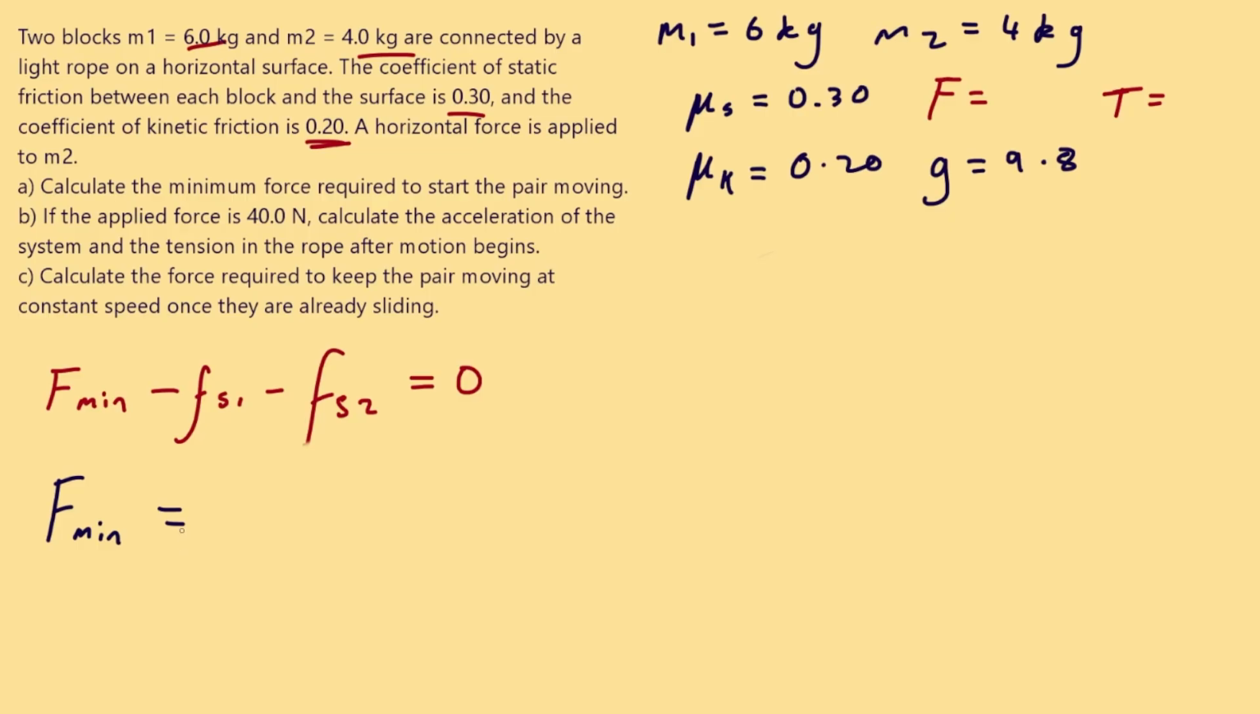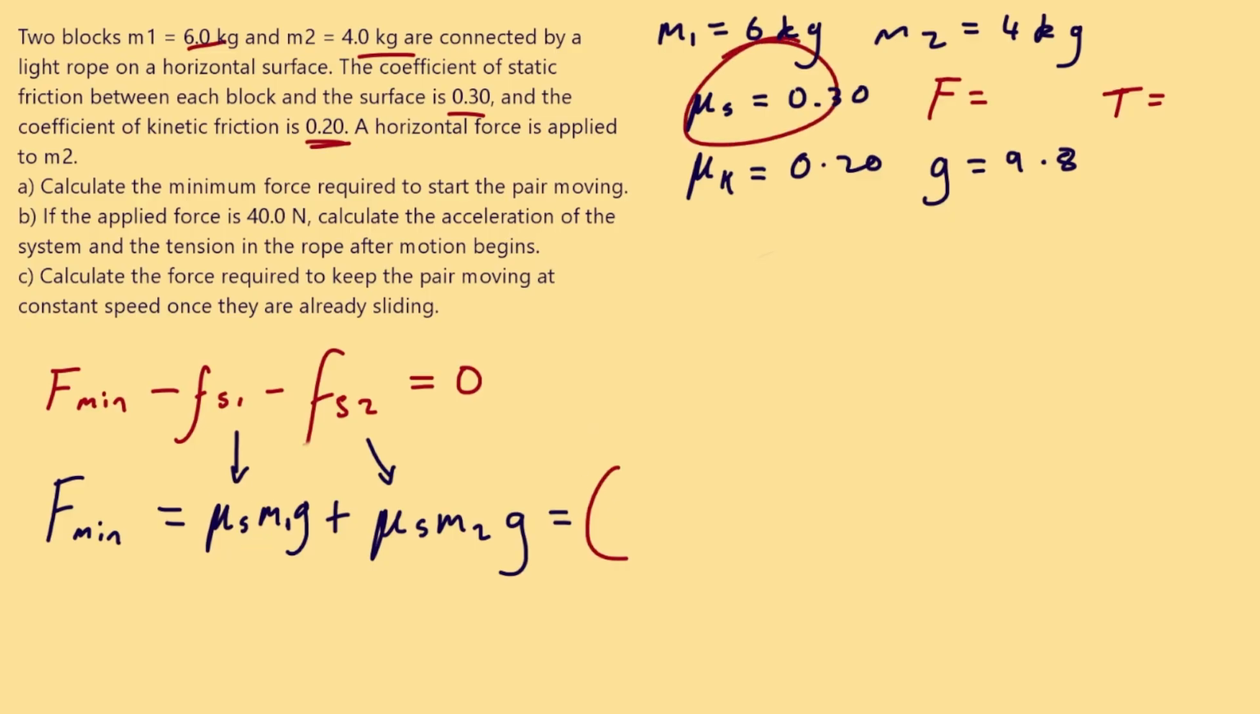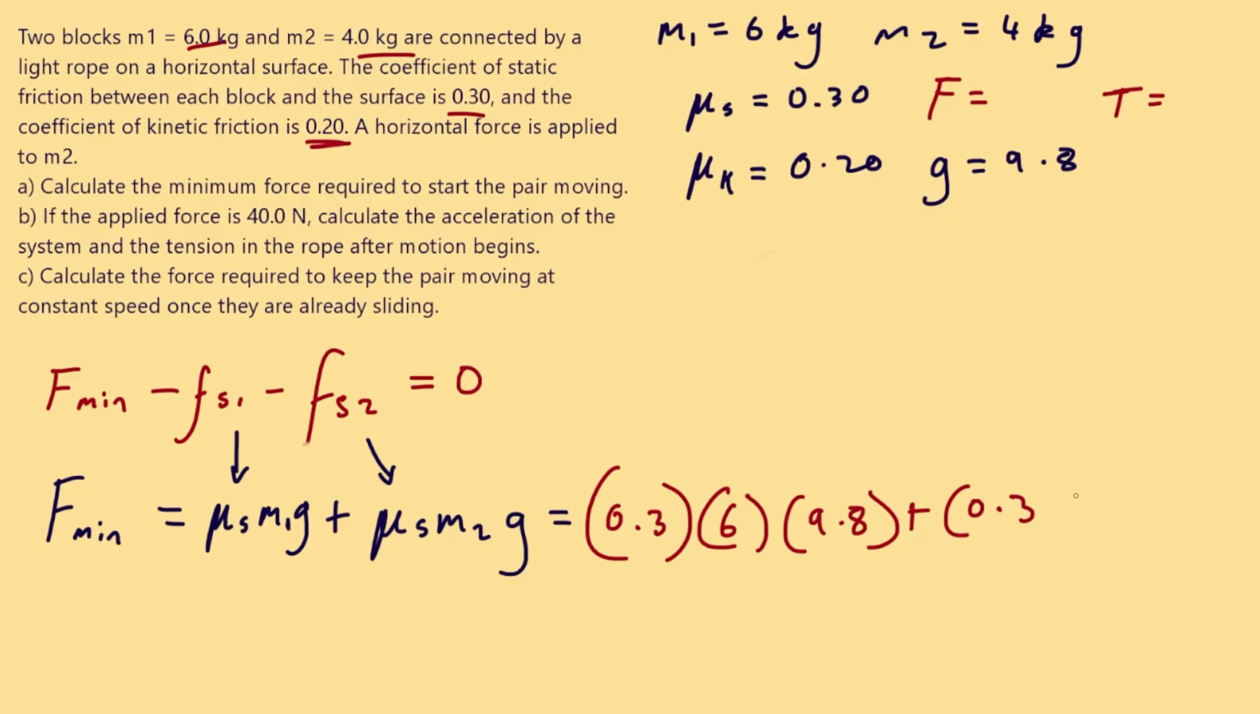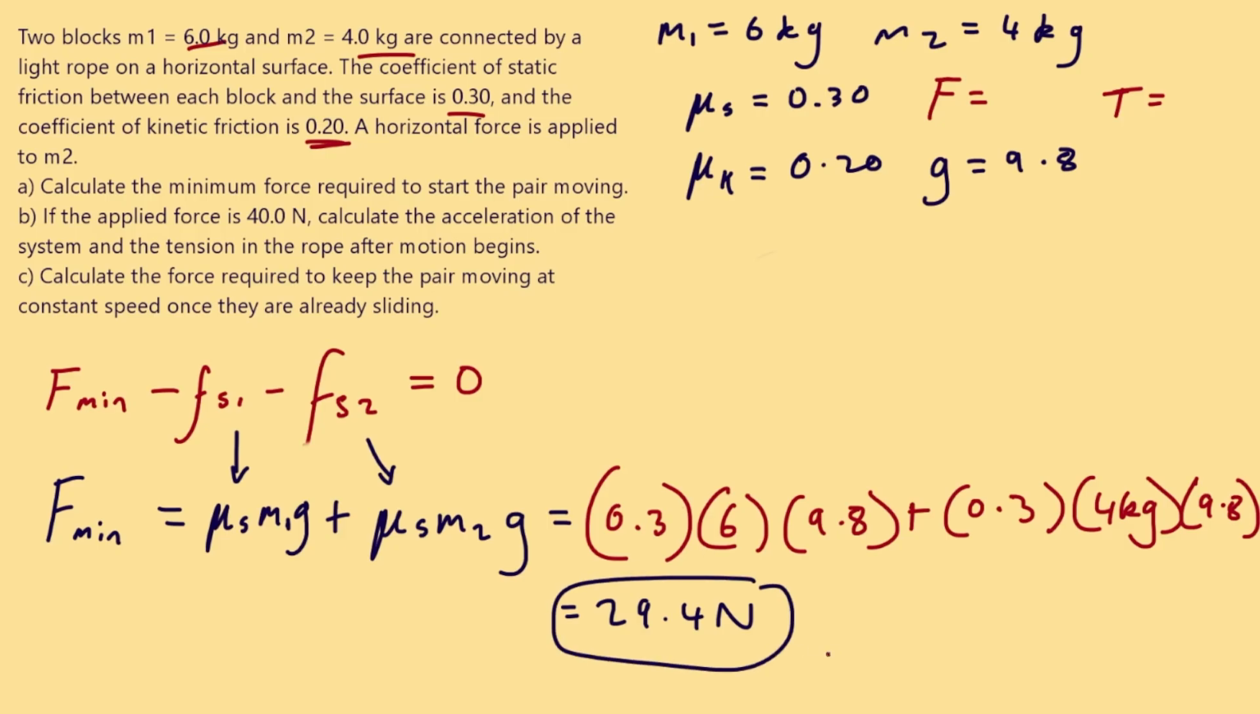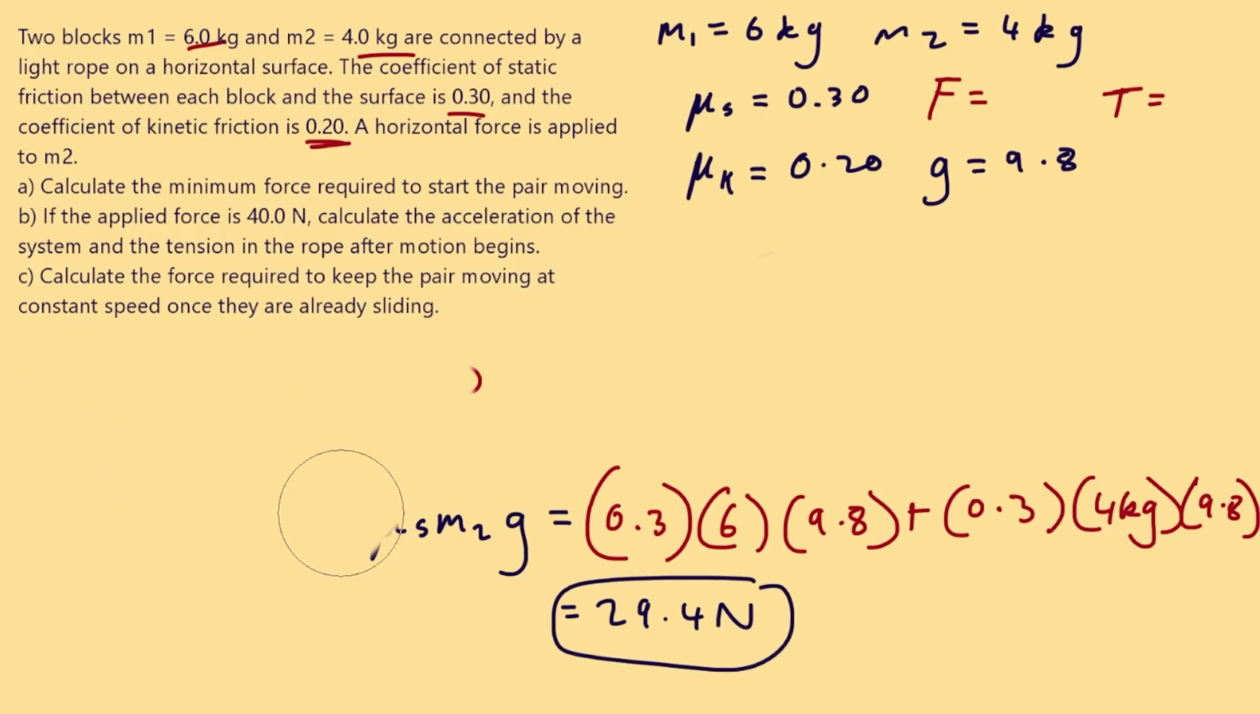And I'm going to write them in equation form. So friction 1 plus friction 2. Substitute in our values. So μs is 0.3, m1 is 6, 9.8. And then the exact same thing, but 4 kilos instead. That means that the minimum force required is 29.4 newtons. And if we go above that, in any capacity, we will start moving.